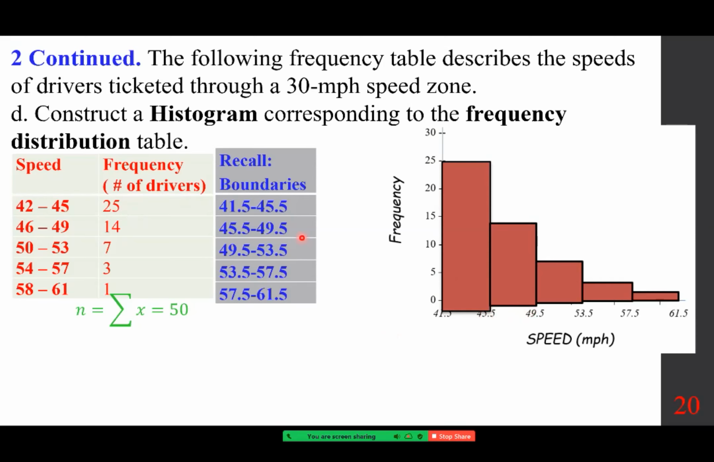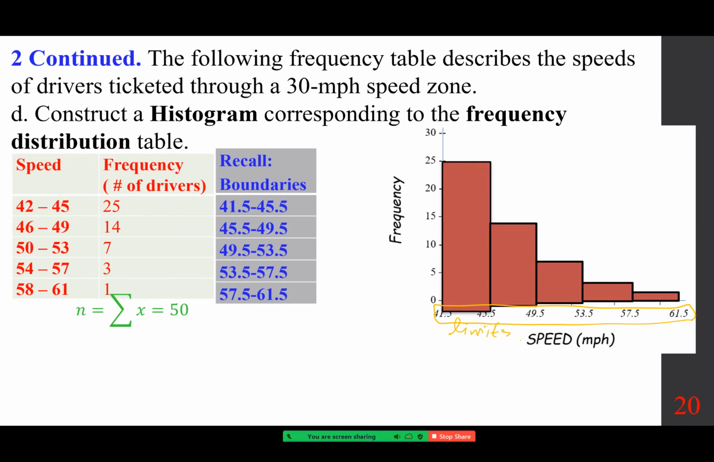And the height equals 14. The next one, the height is 7. The next one is 3, and the next one is 1. As far as what goes here, you can also use limits. You could say 42 to 45 and 46 to 49 and so on and so forth.